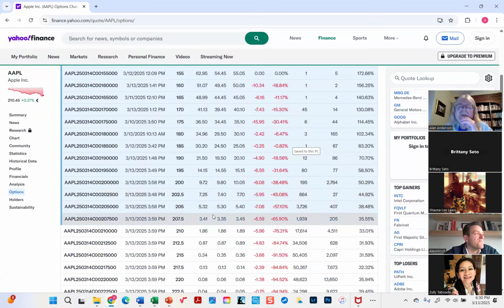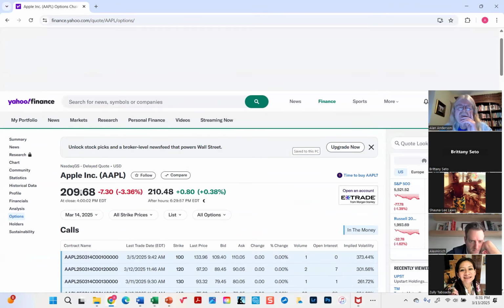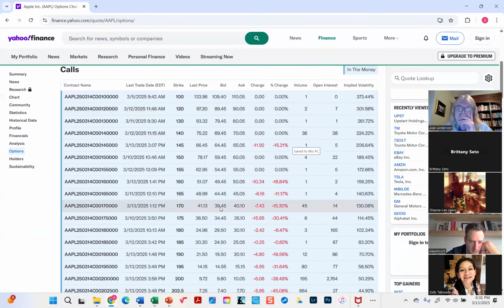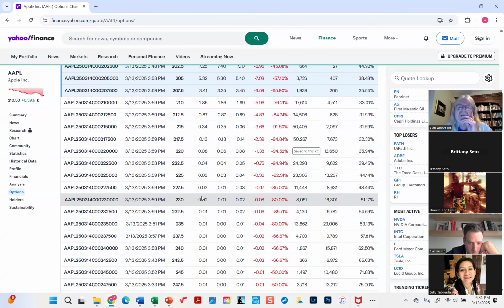But the thing is, if you look up here, let's say you buy this one that's got a strike of 225. It's only selling for 4 cents because you only make money if the price goes up from here to 225. And there's a fairly low probability of that happening.